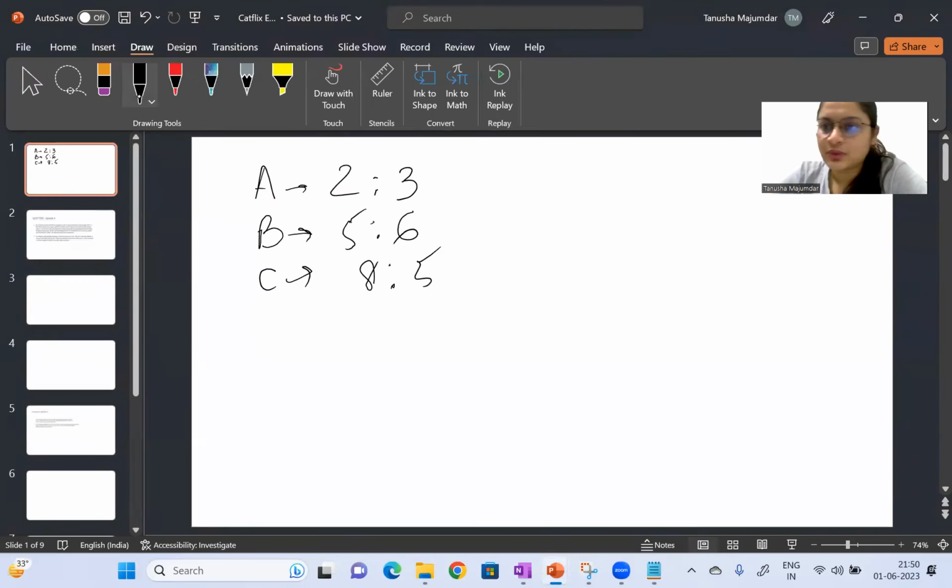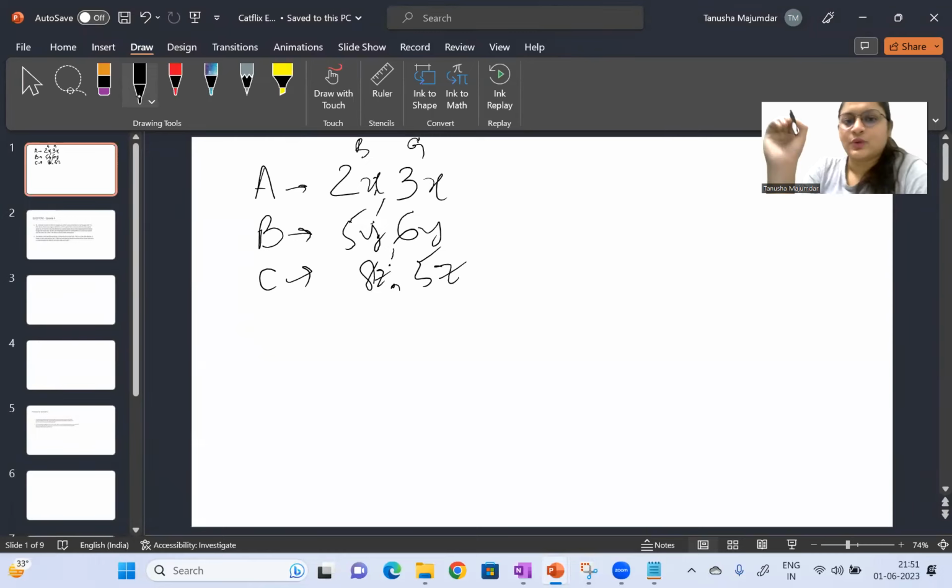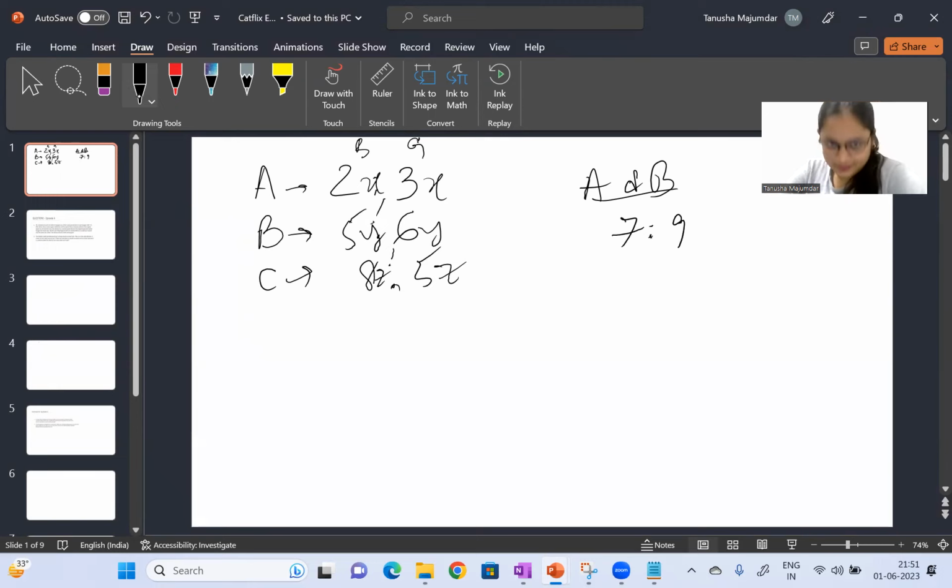Okay, now whenever you know that you have things arranged in a ratio, what can you do? You can arrange them as x, y and so on. So boys and girls, this is 2x and this is 3x, this is 5y and this is 6y. And this is 8z and this is 5z. Okay, that's what we'll be looking at. Now, if things are combined, then A and B combined, the ratio is 7:9. Right?